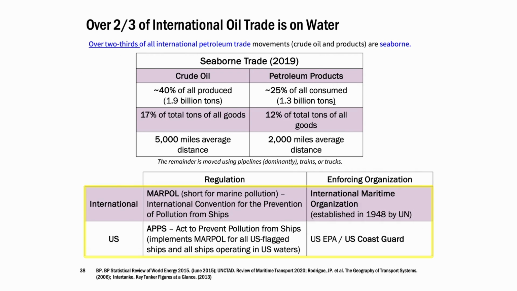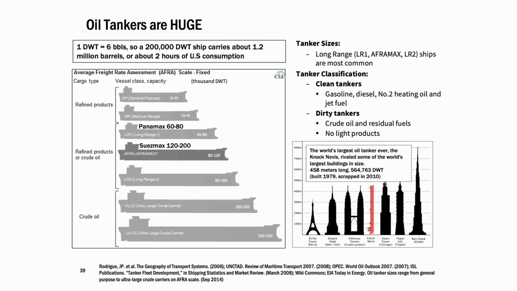These tankers are huge, and so I just like to put a tanker next to some buildings, and so you can see they're longer than the Eiffel Tower is tall. They're huge. Crude oil ones tend to be the biggest. Those are the ones that are really ocean going, moving the farthest. You can see the refined product ones tend to be smaller. They tend to be going closer range.